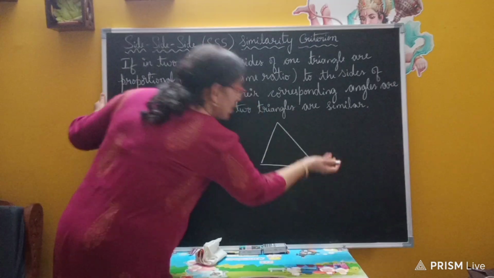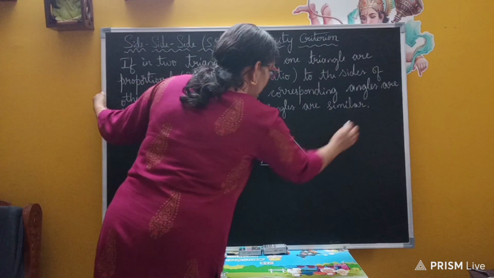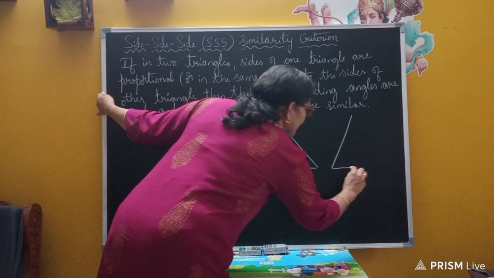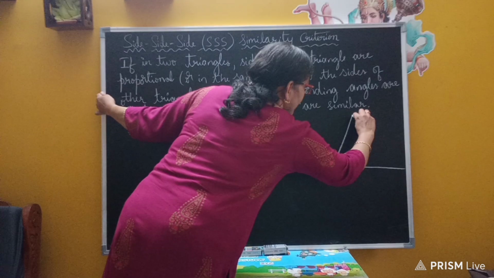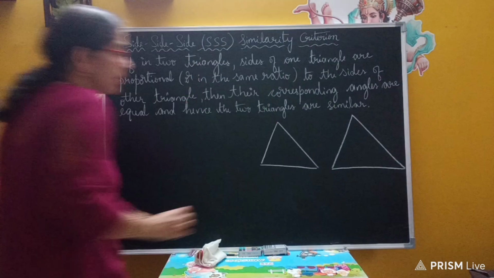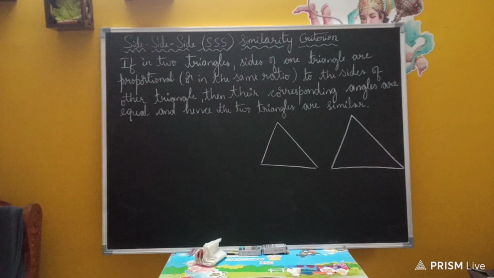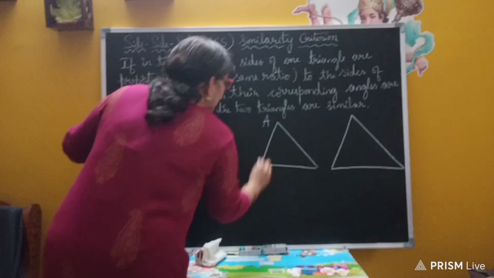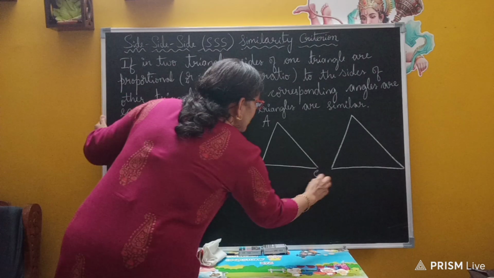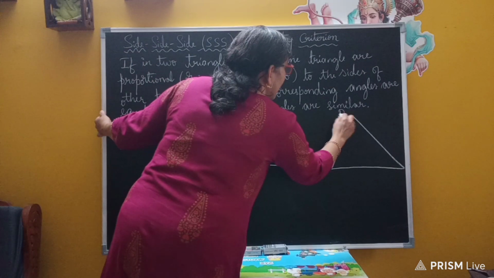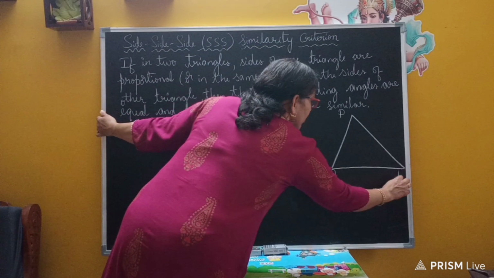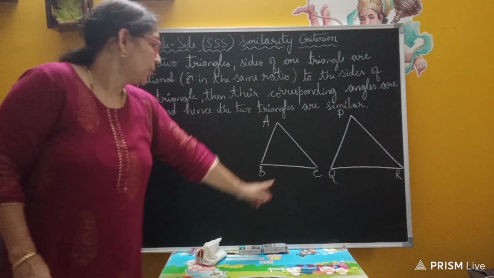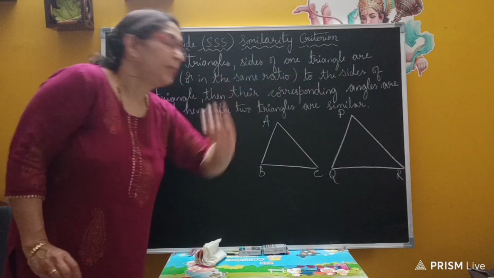One triangle, smaller one I draw, other one little bigger than this. Okay, so let us have two triangles. Let me take this as ABC and this triangle as PQR. Okay, we have two triangles now, two triangles ABC and PQR.